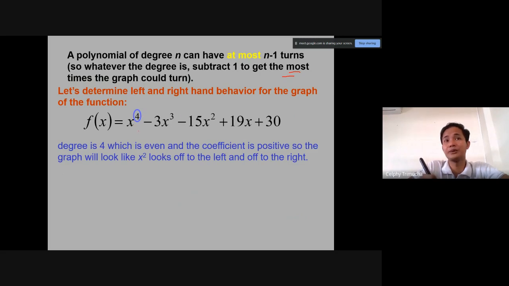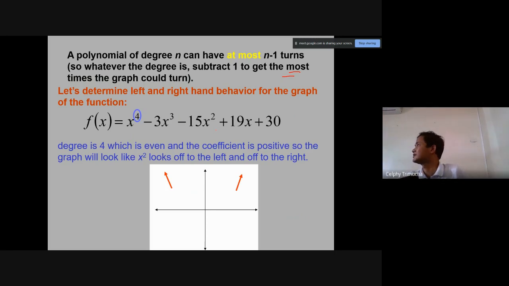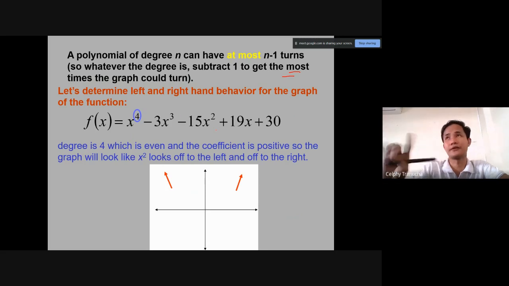So, ang itsura niya will be like x squared. Since positive ang ating exponent, it looks off to the left and off to the right. So, ang ating graph will look like x squared. Ang muna ating itsura, it looks off to the left, looks off to the right. Since positive, kapasaka siya sa babaw, kapasaka man sa left, kapasaka man siya sa right.